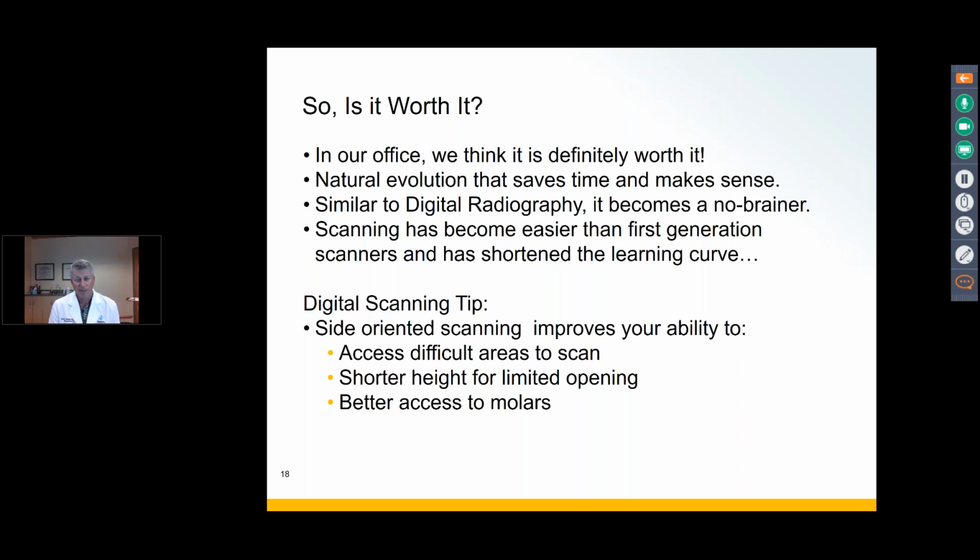Another tip for digital scanning is that with the scanner, at least the one I'm using, it has a side-oriented scanning wand. And so you could shoot from 90 degrees or at another 90-degree rotation. So this improves your ability to access difficult areas, such as in the posterior. Let's say the patient had a limited opening, and shorter height is achieved with that at a 90-degree angle, and better access to molars. So side-oriented scanning is something to look for when you're shopping for a scanner.